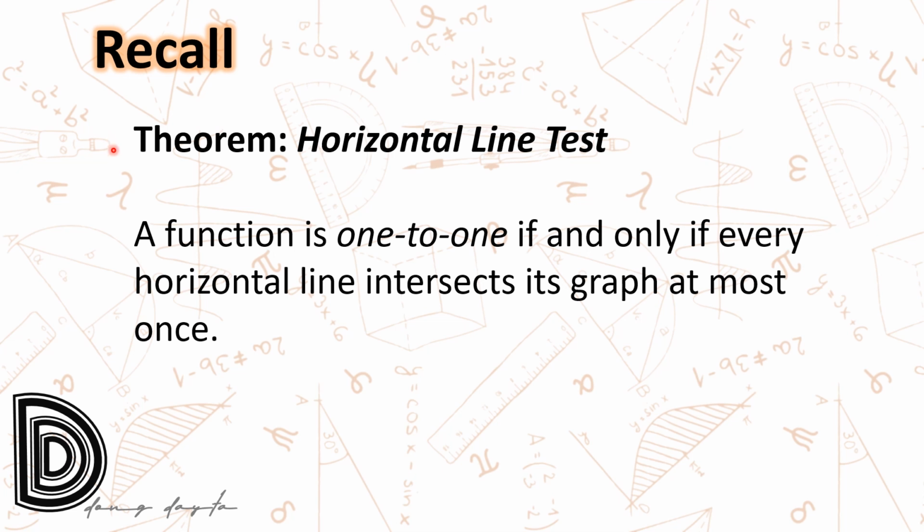Another one, we had this theorem about the horizontal line test. We determine whether a function is one-to-one using the horizontal line test, and the theorem states a function is one-to-one if and only if every horizontal line intersects its graph at most once.